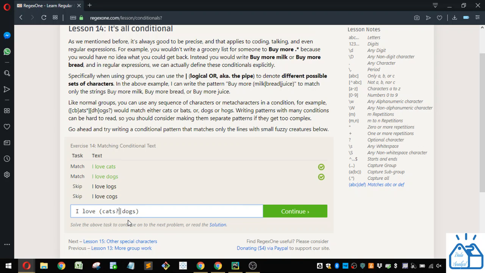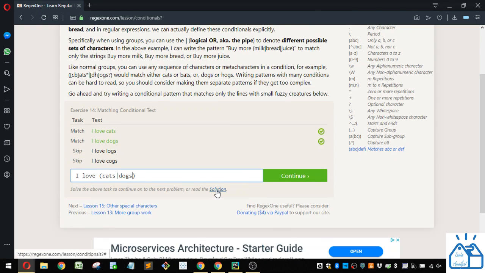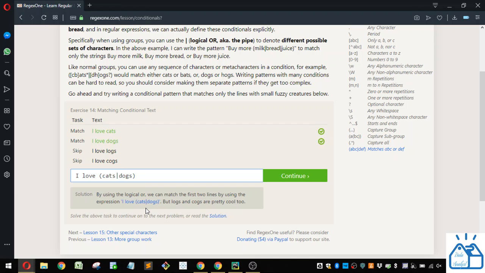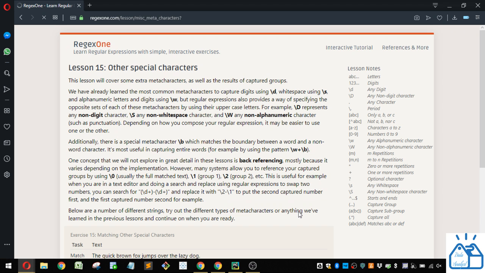We can also make these conditional if for some reason you didn't want them to be plural. So we can go to the solution, see how they did it, and you can see they did the same thing that I did. It's pretty simple. I love, and then in the group cats or dogs using the pipe character. All right, let's go ahead and continue.